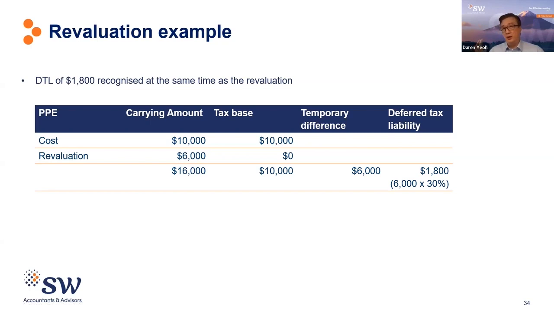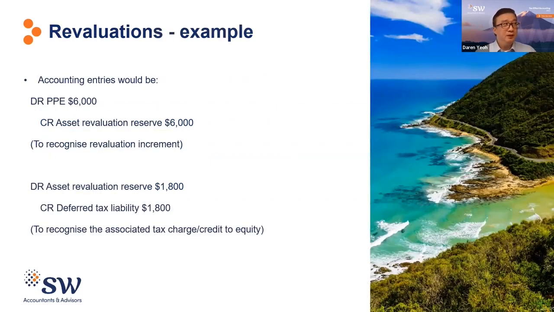So you know that you're going to credit your deferred tax liability by 1,800. The question is, what do you debit? Which account do you debit? So in order to work out which account you need to debit, you need to refer to the original accounting entry. So to revalue the asset, you debited the asset by $6,000 and you credited the asset revaluation reserve.